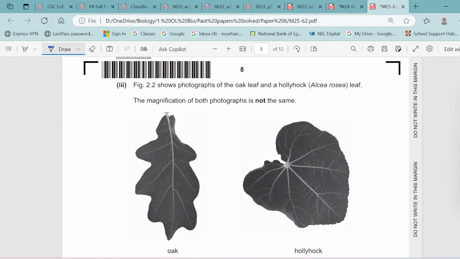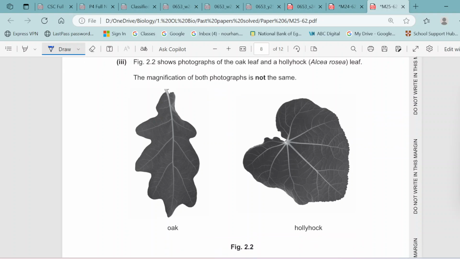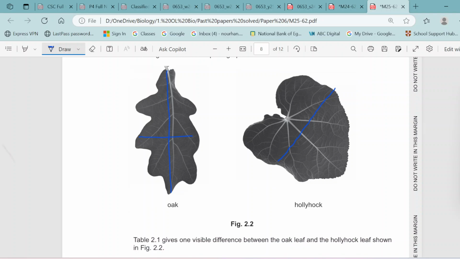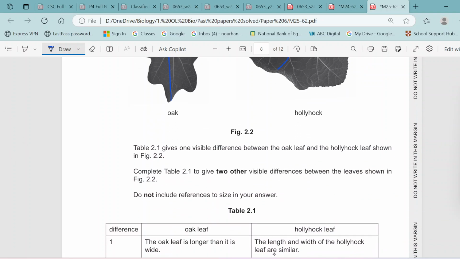Figure 2.2 shows photographs of the oak leaf and the hollyhock leaf. He gave me two pictures. He wants you to compare. For example, the first point he gave you: this one is longer than its width, while this is wide. The length and the width are similar.